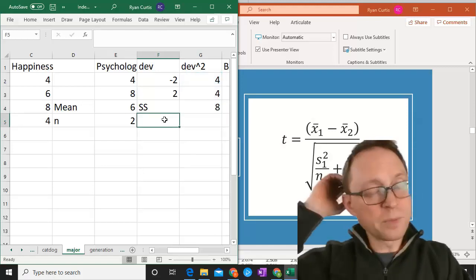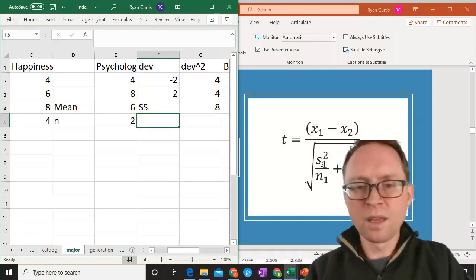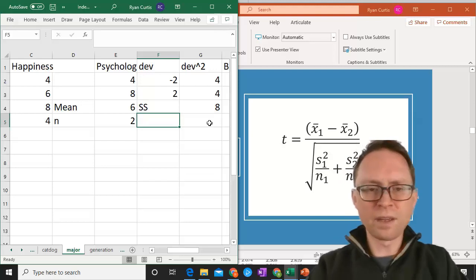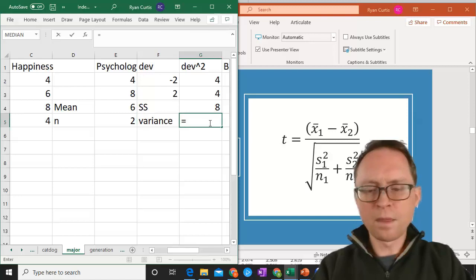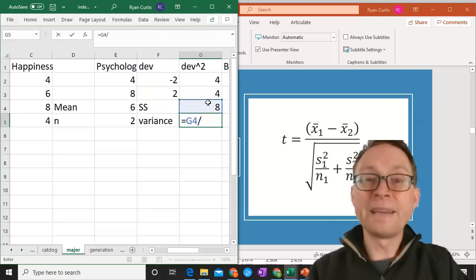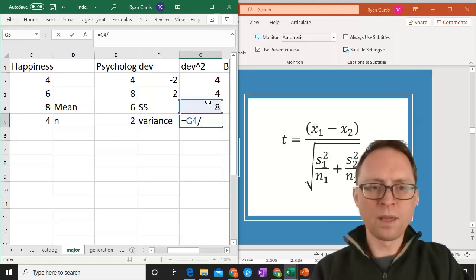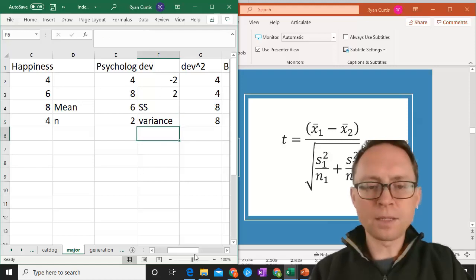And then the variance, because the variance is what we want. We really don't even care about the standard deviation because S squared, the standard deviation squared, is the variance. So variance is going to be this divided by n minus 1. N minus 1, well, I have 2 people in this group, so n minus 1 is 1. You're going to get 8.